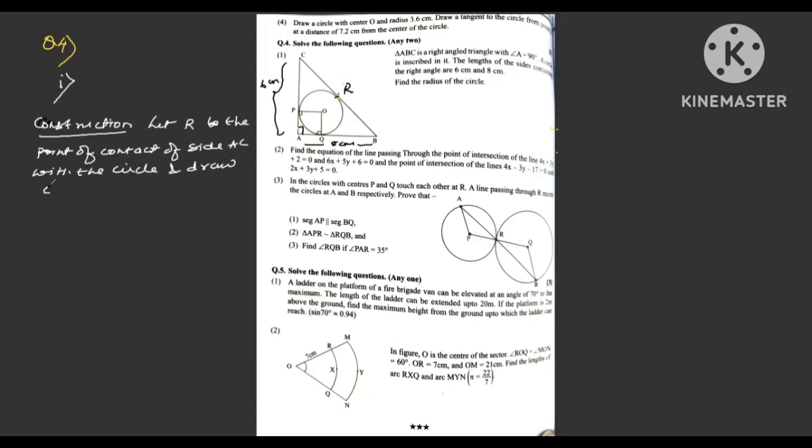Now, why did I draw OP and OQ, children? OP and OQ are the radii. I want to find the radius. OR also you can draw, but OP and OQ, okay? Because this angle is 90. What is the use of it? I told you, always the given information is a hint. Yes, angle is 90.